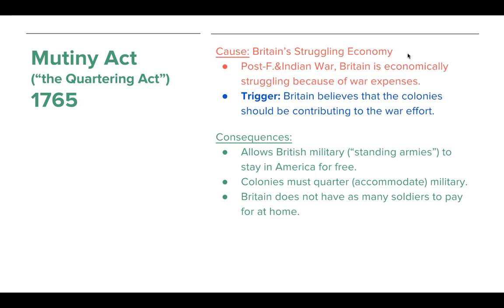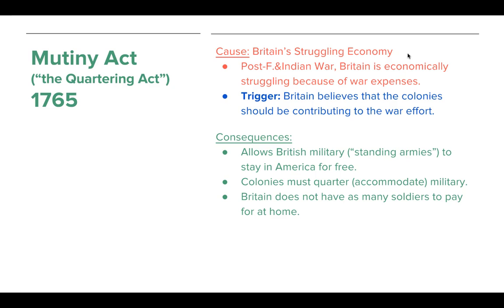And so all these question marks start popping up all over the place for some of what will become the revolutionary leaders, saying, this just doesn't sound right. It doesn't look right. The troops are here. They're kind of invading our territory a little bit. And we're having to pay for them to be here. It just doesn't make sense. And that is the consequence of the Mutiny Act: this big question mark over the relationship between the Americans and the British.